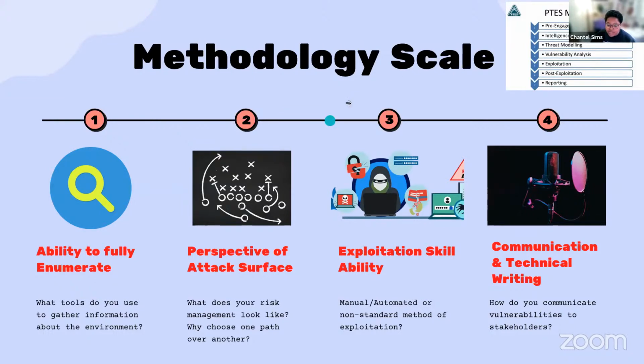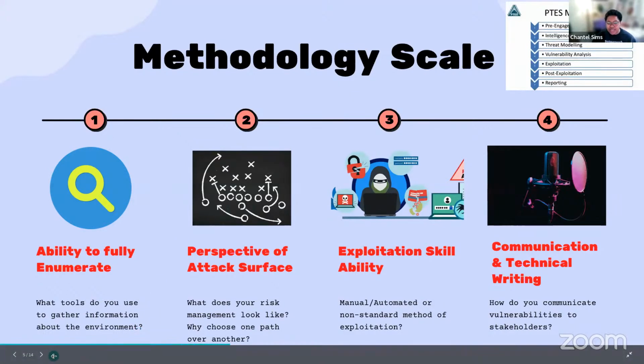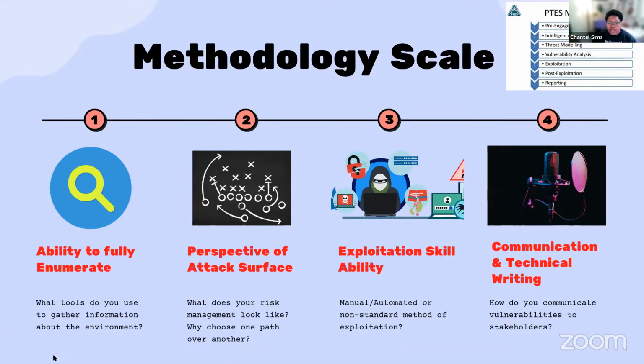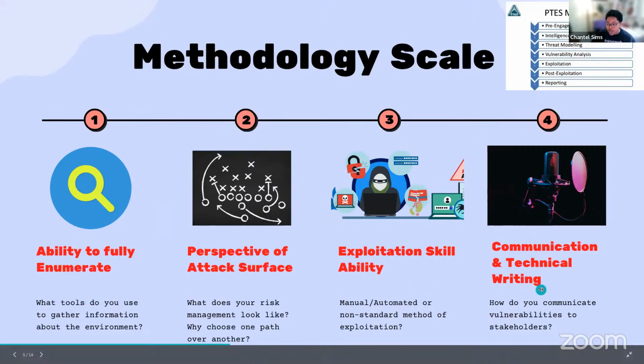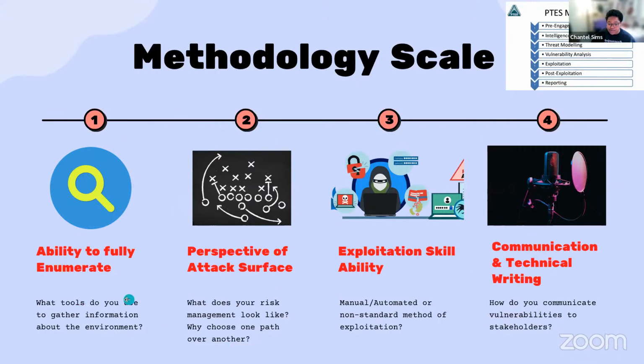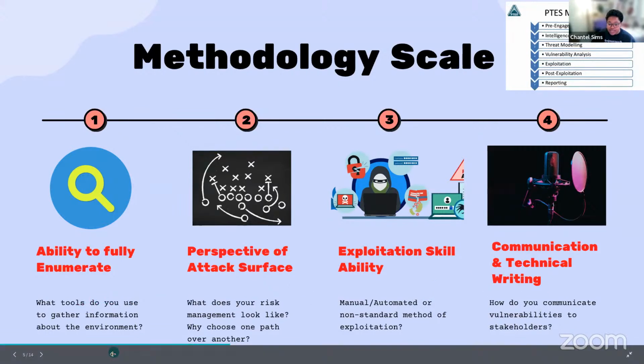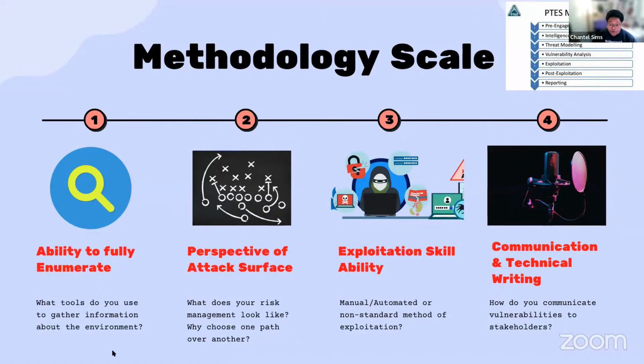Now, when I was writing this talk, I wanted to really think about the critical areas within my experience where I feel like I really had to shape and mold and improve upon to better my methodology. And that is where these four points that we're going to be talking about throughout this presentation, I feel like these are the most critical areas when we're talking about methodology. So your ability to fully enumerate, your perspective of the attack surface, your exploitation scalability, and your communication and technical writing, right?